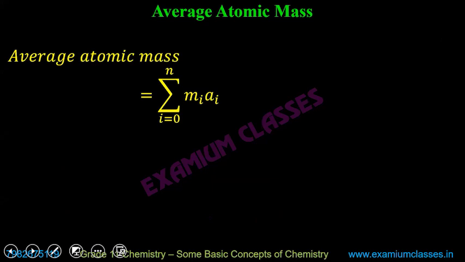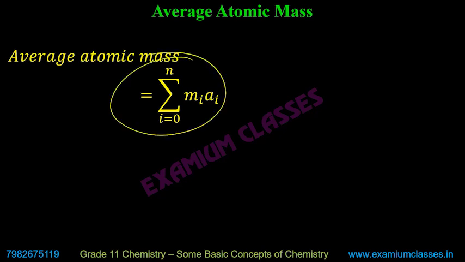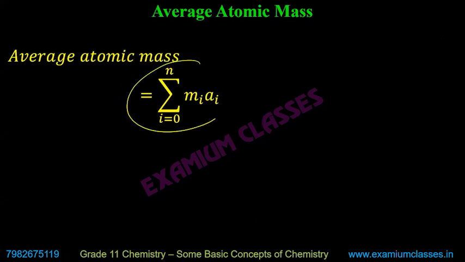Now, average atomic mass. As I said, there are multiple isotopes present, so we consider the atomic mass for all isotopes. It is given by, now I don't really remember whether this formula is there in NCERT or not, but you need to remember, questions are asked. It is sigma, and I hope you know from mathematics what sigma means. Sigma is the sum of all these values for all values of i from 0 to n.